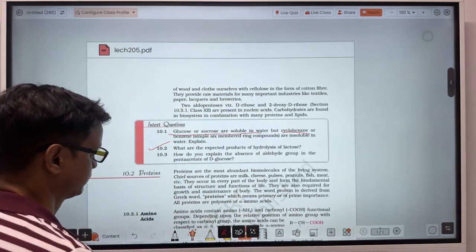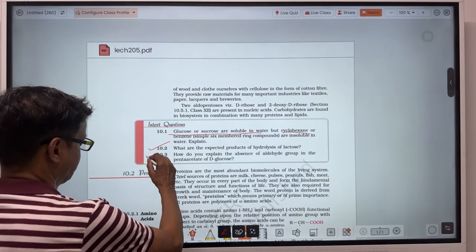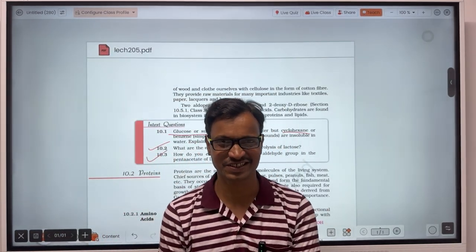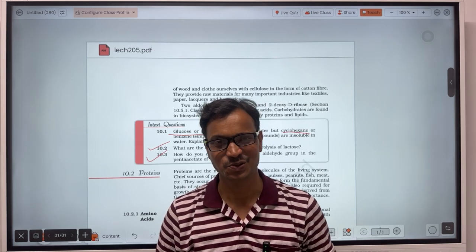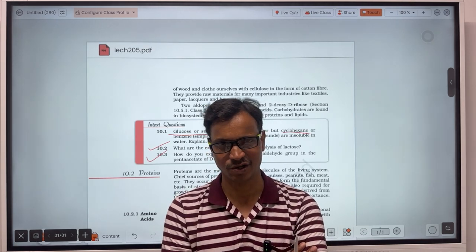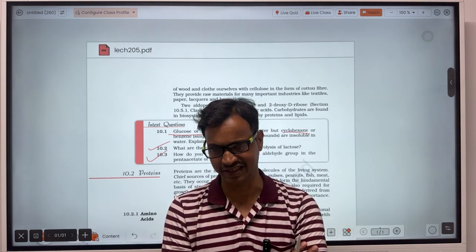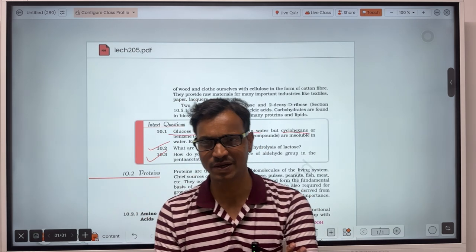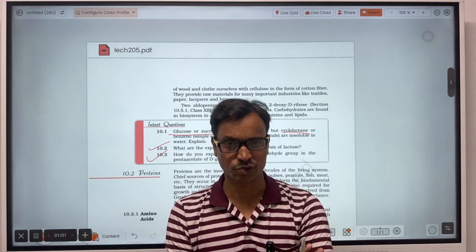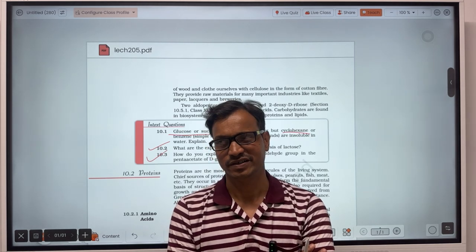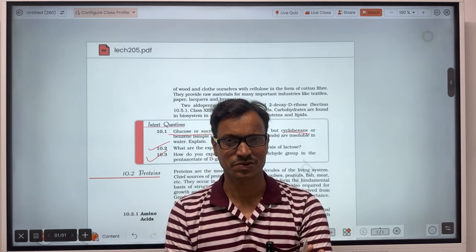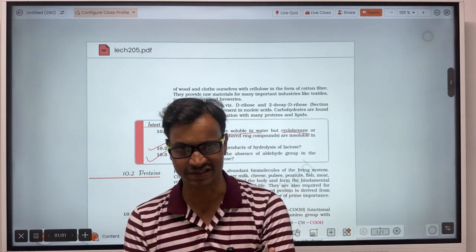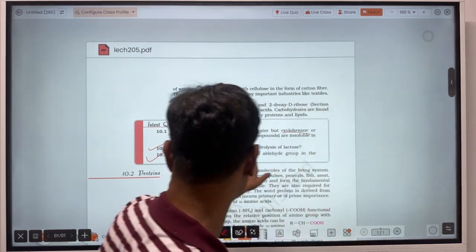Next one. About that we have already discussed that glucose doesn't react with Schiff's reagent or NaHSO3, sodium hydrogen sulfite. With Schiff's reagent or with sodium hydrogen sulfite, glucose doesn't react. So it indicates that there is no free aldehyde group in the glucose.